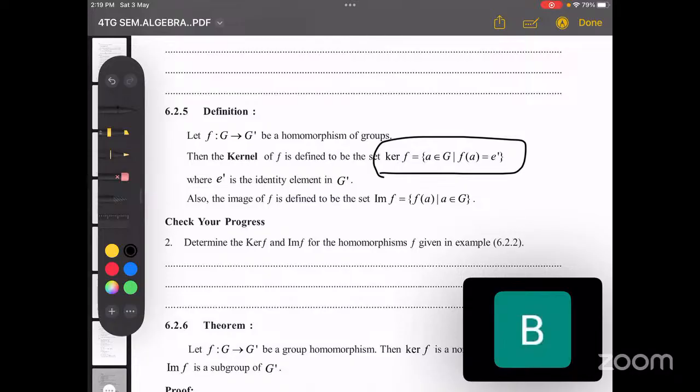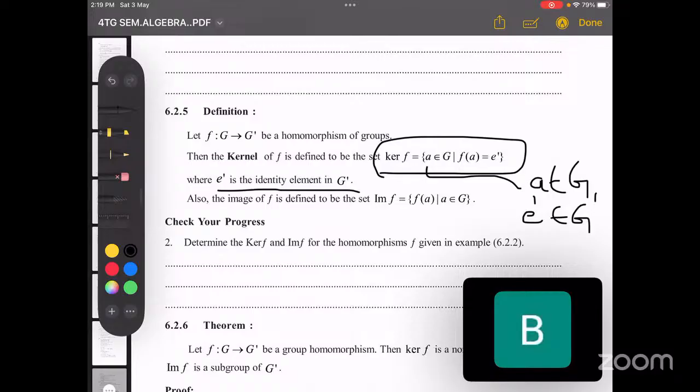Here you are taking the element a from G, and e' belongs to G'. So here we are defining a relation between the two groups with the help of this: kernel of f is the set of elements a which belong to G such that f(a) = e', where e' is called the identity element in G'.